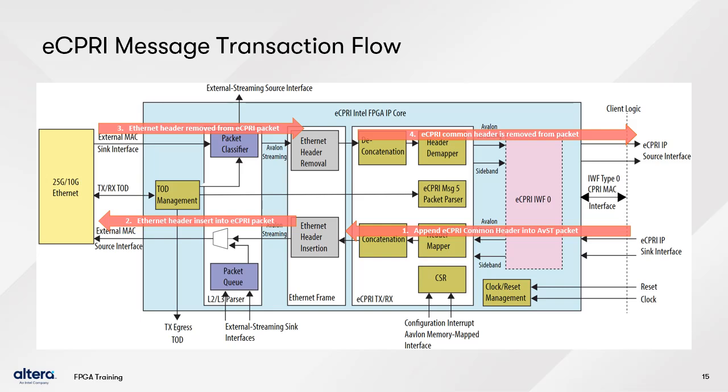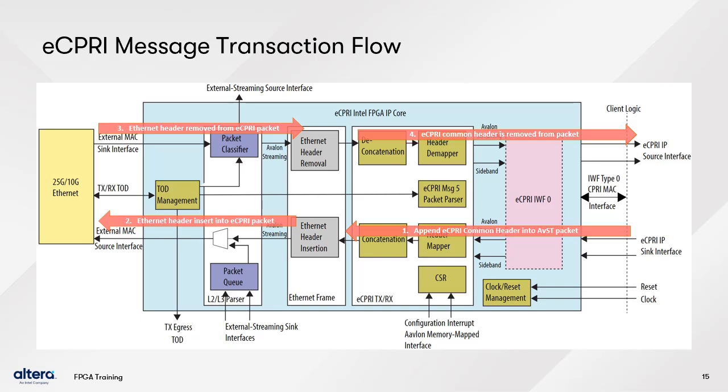3. On the receive side, the Ethernet packet containing an eCPRI message passes through the packet classifier. The Ethernet header is removed by the Ethernet header removal block. 4. Deconcatenation is performed, if needed. The eCPRI header removes the common header, and then the final payload is forwarded to the user or FPGA.